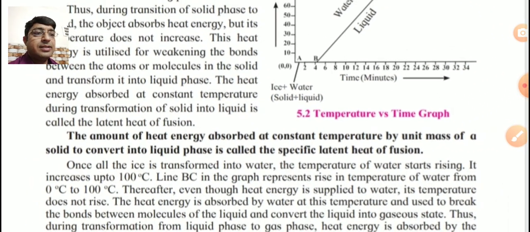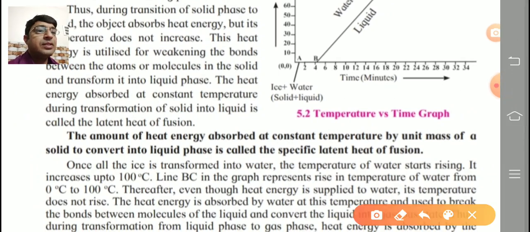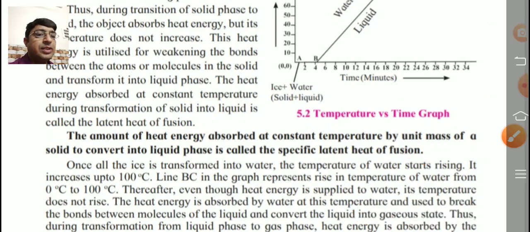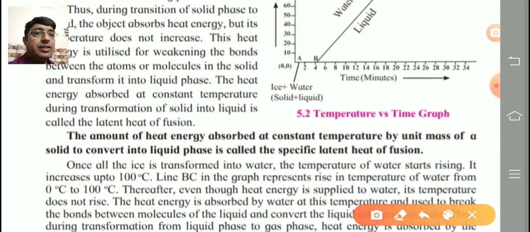So the next related concept is: what is specific latent heat of fusion? The answer is given in bold lines, so you mark that. The amount of heat energy absorbed at constant temperature by unit mass of a solid to convert into liquid phase is called specific latent heat of fusion. So we learn the three definitions here. First one is melting point, then latent heat of fusion, and the last one is specific latent heat of fusion.